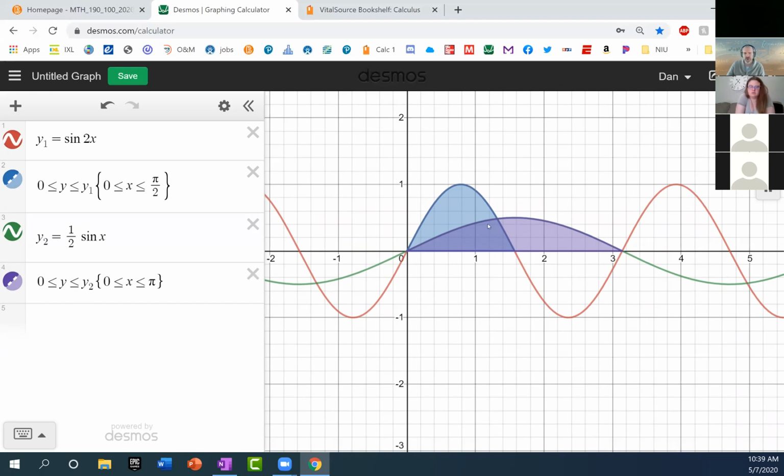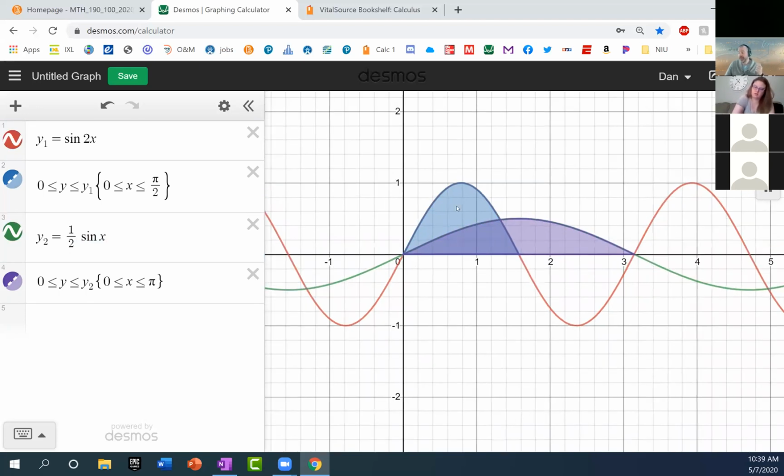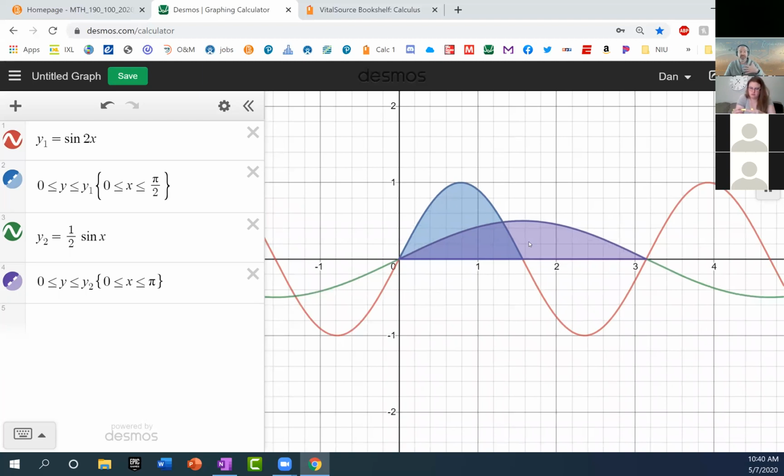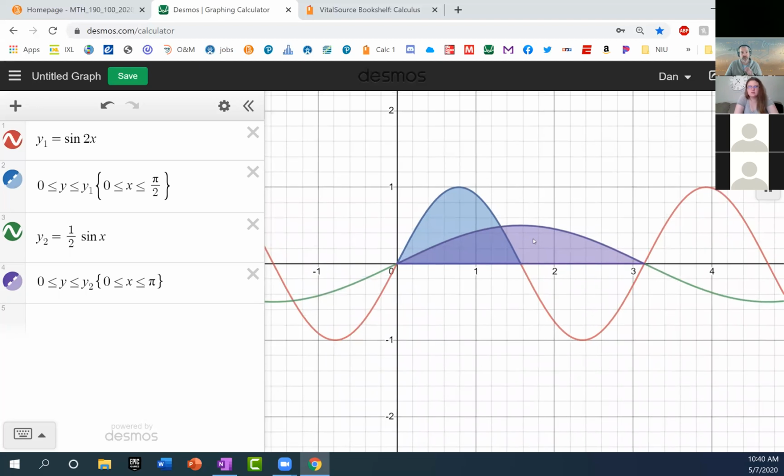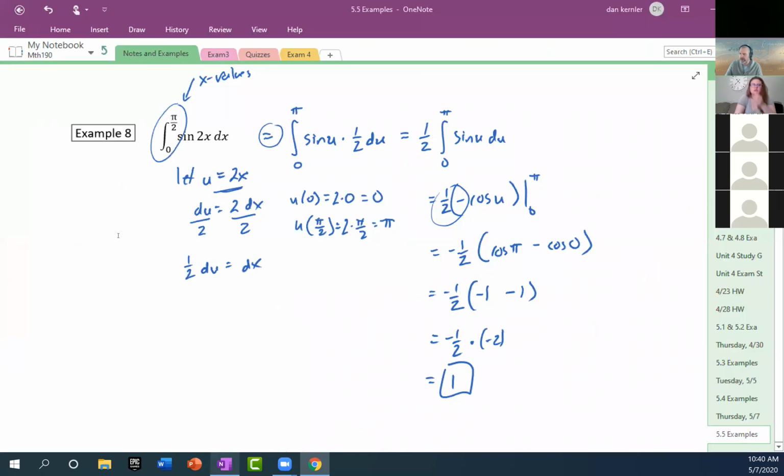So check that out. We changed the graph from sine of 2x from 0 to pi over 2 to 1/2 sine of x from 0 to pi, but that blue area and the purple area are the same. So we changed the integral to an easier one, but the areas underneath the curve are the same. That's the point of this substitution: you make it into a different function whose area under it is the same as your original one.